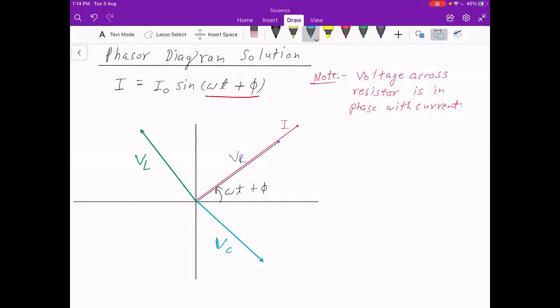I have VC, VL, VR, and current. All four elements are done. Now there should be no problem in solving this. This is 90 degrees, FYI. This is also 90 degrees. So this is one way of solving this. If I want to find the voltage, I can add the vectors up. Because phasors are just rotating vectors, I can apply the laws of vector addition to get the net voltage using this.